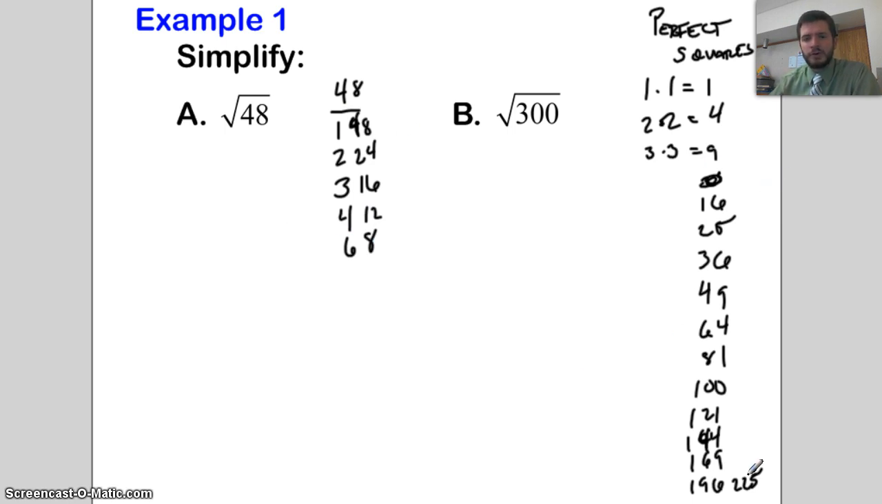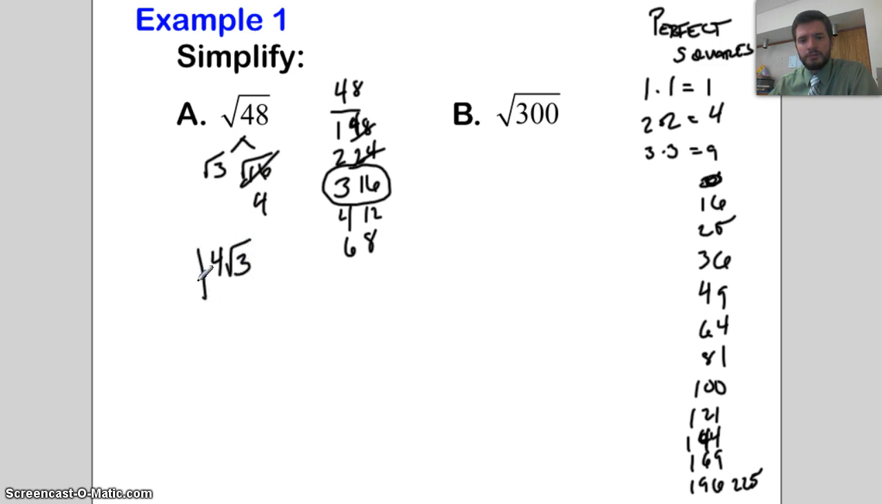Again, these are all the perfect squares. You want to start at this side, with the bigger numbers. So 48's not, 24's not, 16, boom, right there. That means we can break this down into the square root of 3 and the square root of 16. And we know that the square root of 16 is 4. So the square root of 48 breaks down into 4 square root of 3. And that's just your answer.